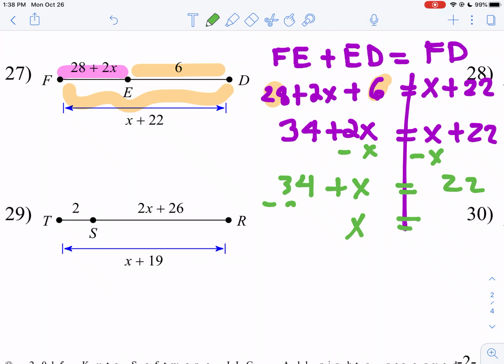Again, you can show as much work as you like or as little as you like. It doesn't matter to me as long as you get the correct answer. So your answer here should be, what do we have here? 22 minus 34 should be 12, right? The answer should be negative.